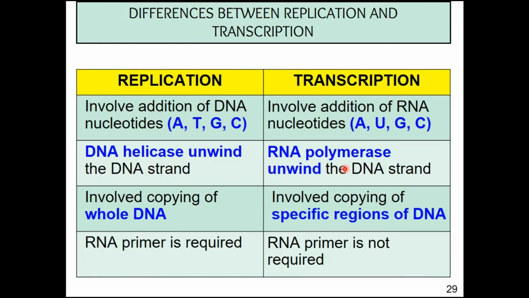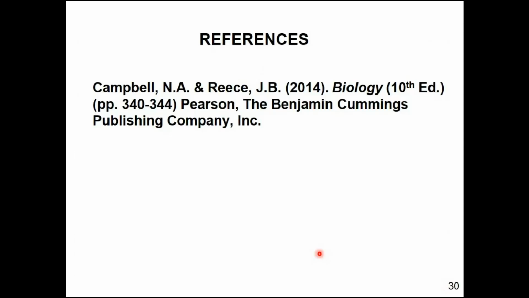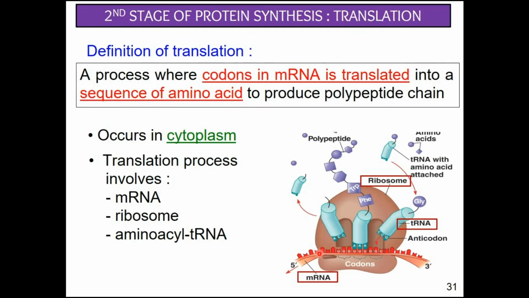So, kita lihat yang ni, kamu baca sendirilah. Okay, dan satu perkara yang kamu kena ingat, replication perlukan RNA primer yang kita sebut sebelum ni kan, yang optimus prime untuk bagi analogi tu. Tapi dalam transcription, sebab kita guna RNA polymerase tak perlukan RNA primer. Sebab kamu pun akan add kan RNA nucleotide kan. So, ini adalah perbezaan di antara replication and transcription. Okay, so kita akan masuk translation in the next video.